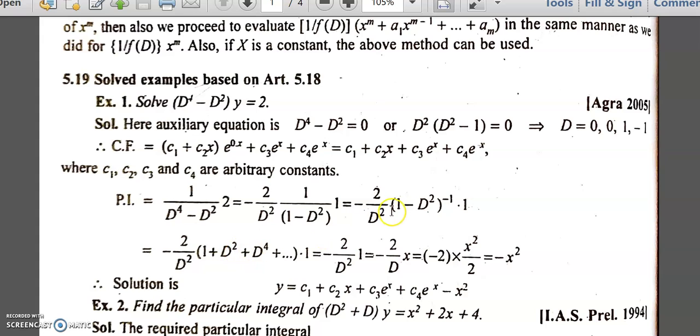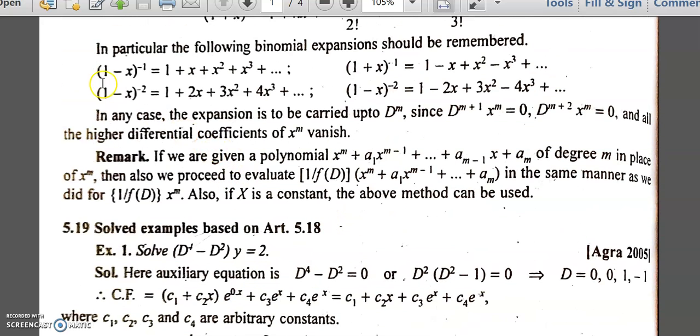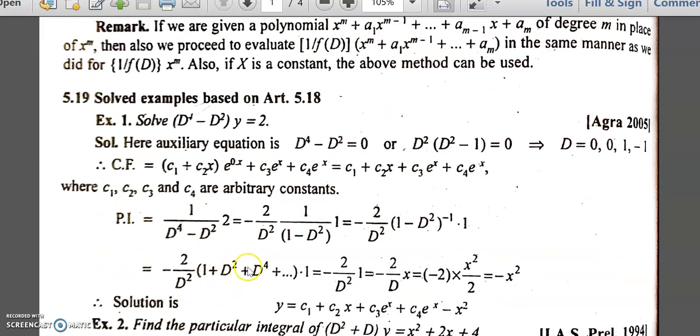1 plus D square, using this formula, (1 minus x) whole to the power minus 1. So this is like 1 plus D square plus D to the power 4 plus dot dot dot. Okay, and operating on 1: 1 multiplied by 1 is 1. Now if you do 1 times derivative, that will be 0. So all the other terms will be 0, right?